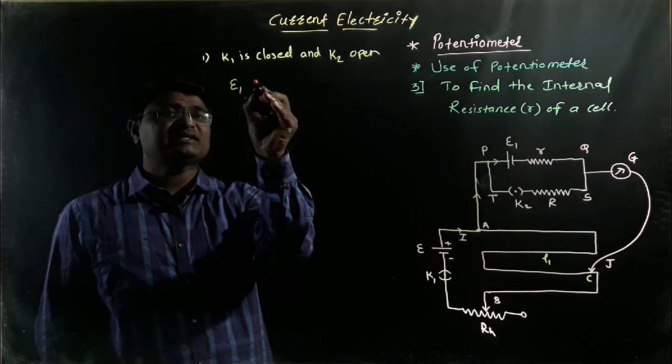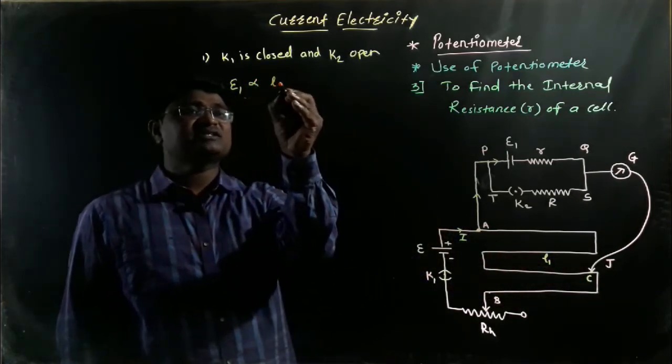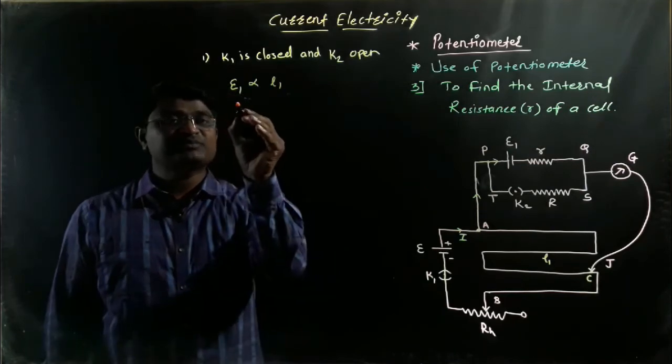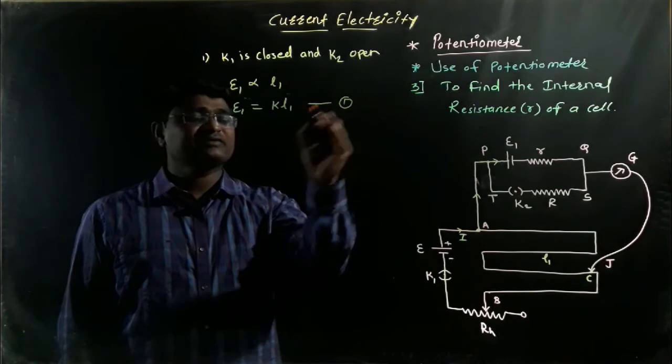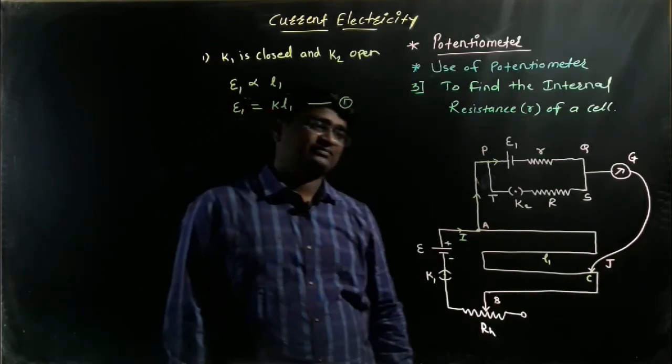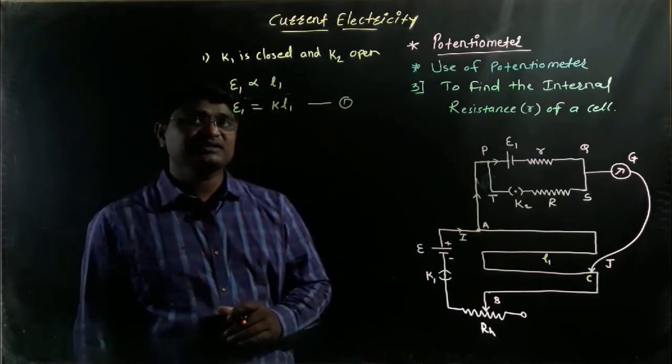This potential is directly proportional to the length of the segment, denoted by L1. So epsilon 1 is equal to KL1. This is our equation number 1. This is the first condition for the given circuit to find the internal resistance of the given cell.